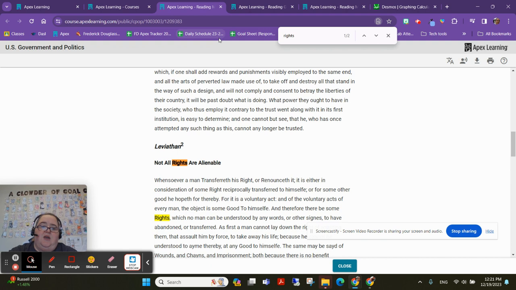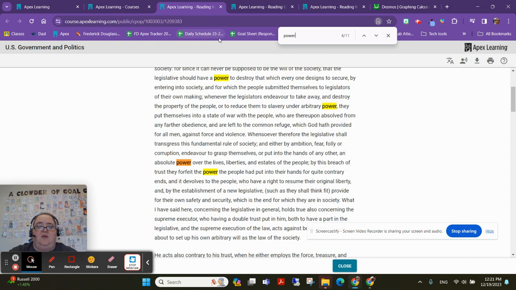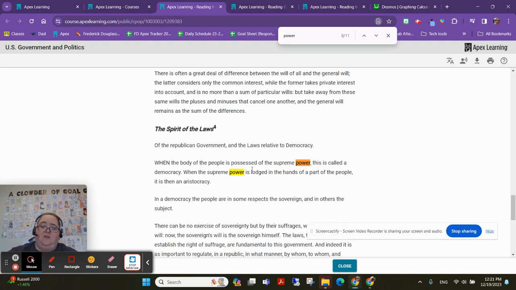So I know this is going to be all about rights, right? So if I look up rights, I can find it. Let me see. What if I look up power? Where does the government get its power from, right? That might be one of the big questions, okay? So you can see I've only got 11 places to look for this. So if there's a question about power, I can probably go through it, right?